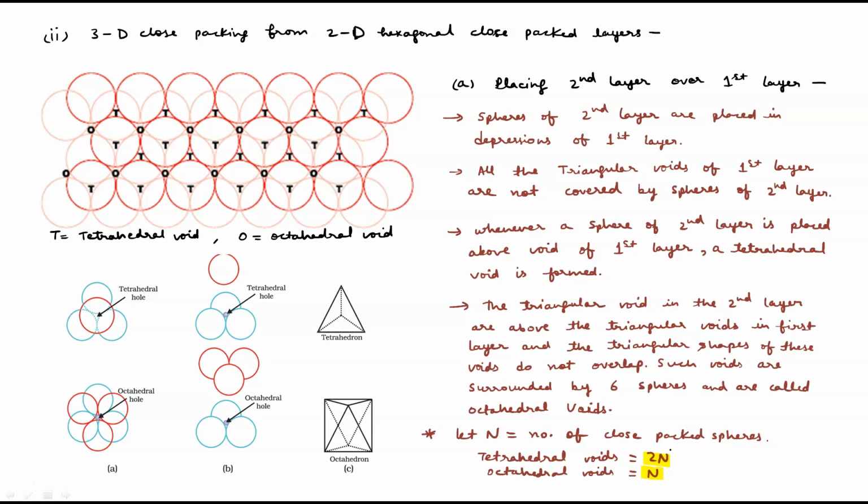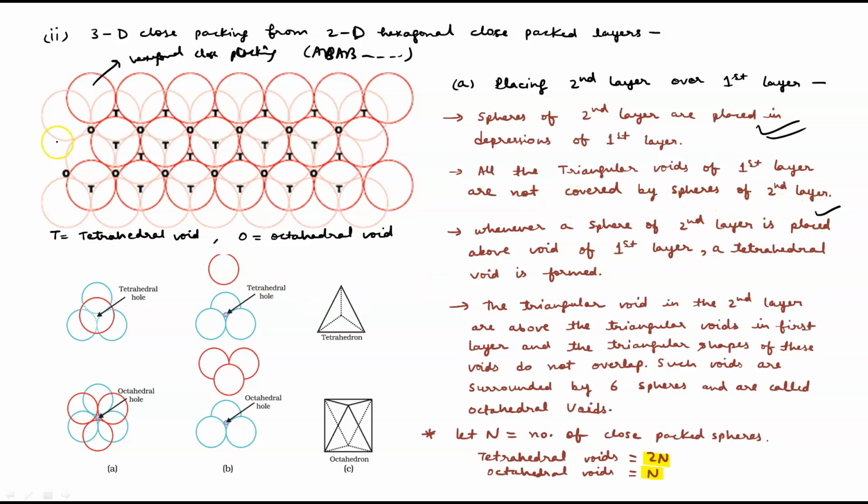So in the first place, second layer over first layer. In the diagram you can see this is hexagonal close packing, AB. You can see we have placed spheres of the second layer in the depressions of the first layer like the hexagonal close packing. All the triangular voids of the first layer are not covered by the spheres of the second layer.